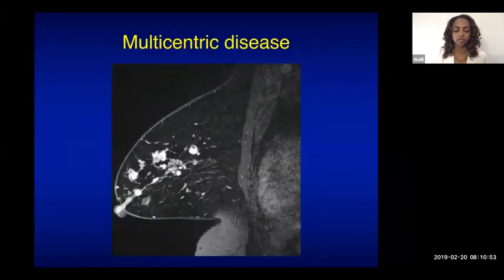MRI can also help you assess whether the disease is multicentric or multifocal, because again, that's going to determine management routes that the surgeon is going to take. So in this case, the MRI showed these abnormal enhancing masses in different quadrants of the breast and also extending to the nipple. So again, that is an advantage of MRI because it shows you the extent of disease.